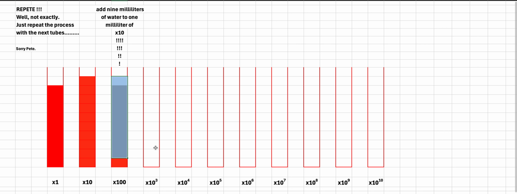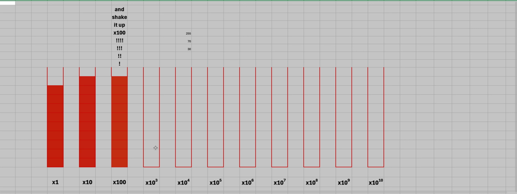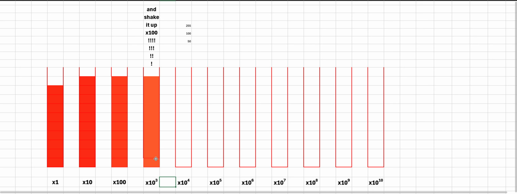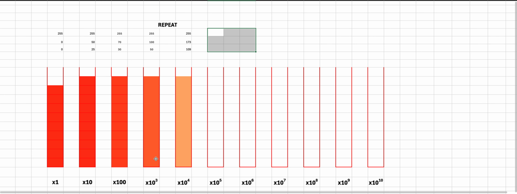Okay? There. So there's the times 100. Now we're going to take 1 unit of that and put it into this next one. And there it is. And then add the water. We just repeat the process. And that 10 to the third is 1,000. So this one right here is a times 1,000 dilution.